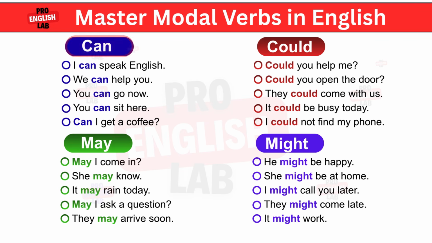Can. We use can to talk about ability and possibility. For example, I can speak English. We can help you. You can go now. You can sit here. Can I get a coffee?